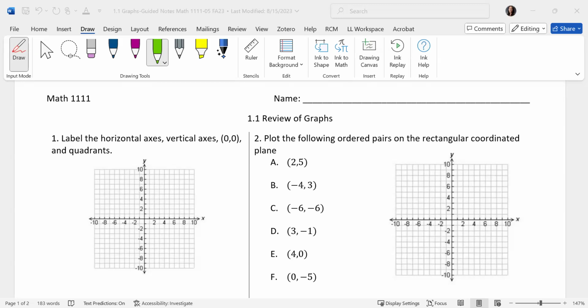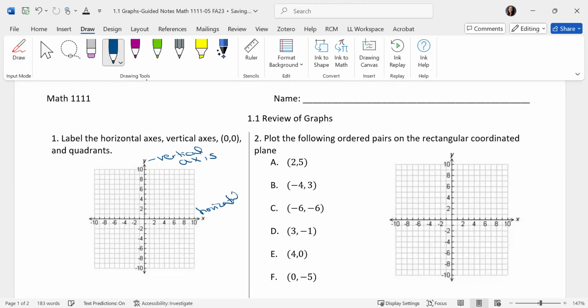Okay, so for problem one, let's look at labeling the horizontal axis, vertical axis, and the center point 0, 0, and the quadrants in the coordinate plane. So here we see a coordinate plane, and the y-axis is what's called the vertical axis, and the x-axis is our horizontal axis. But most of the time, you'll hear me referring to it as the y-axis and the horizontal axis.